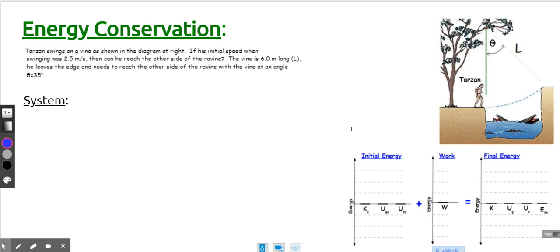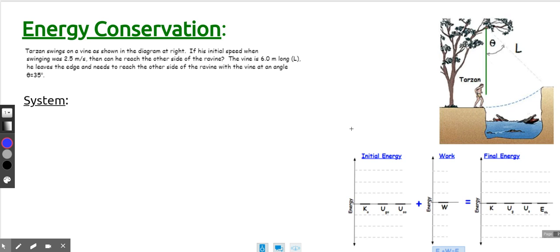Hello, this is Mr. Boston, and we're going to try another energy conservation problem here. So we have a gentleman named Tarzan. He wants to swing over a very deadly moat of crocodiles for some reason.